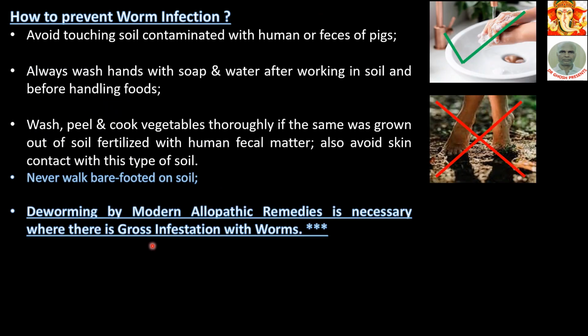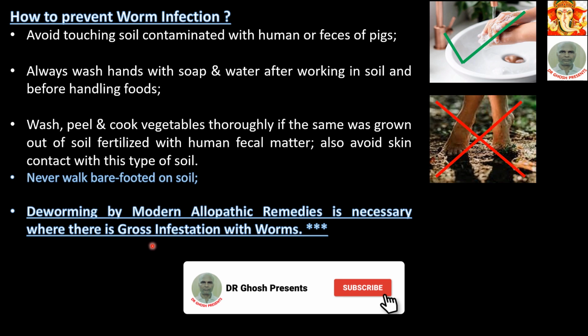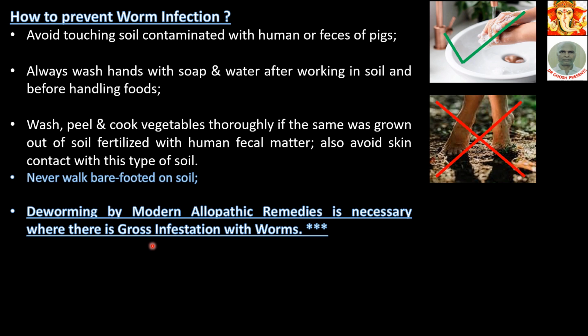How to prevent worm infection? Avoid touching soil contaminated with human feces or feces of pigs, because you see there are so many instances where human feces or feces of pigs actually contain the embryonated eggs of these worms, from where it enters into our body. So everyone should avoid touching this type of soil.